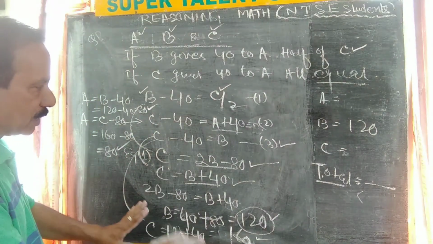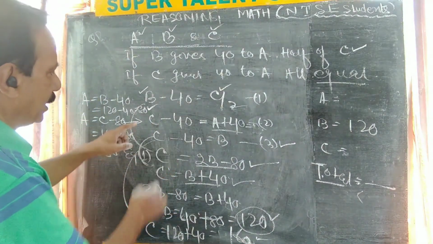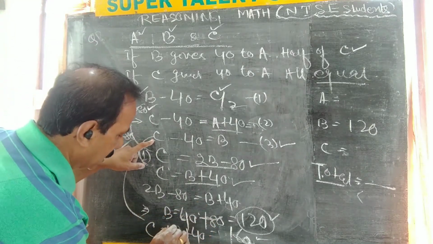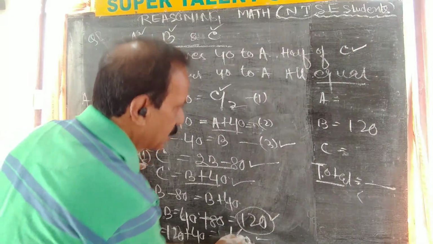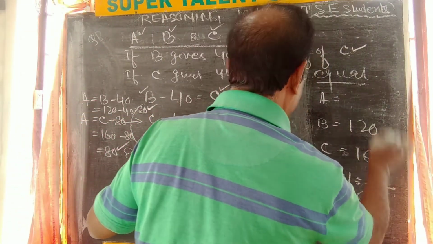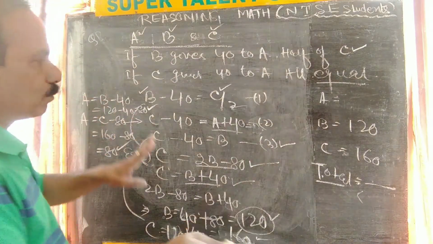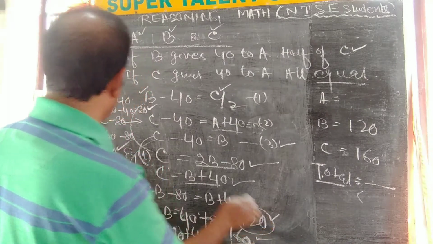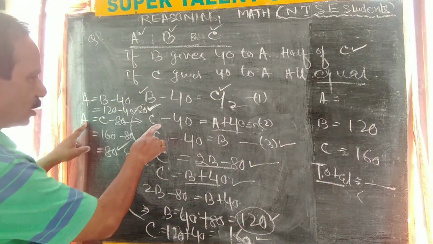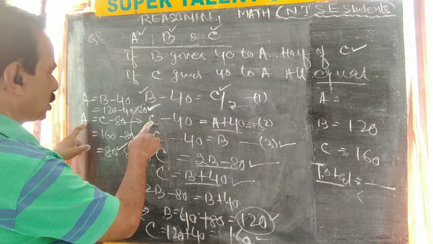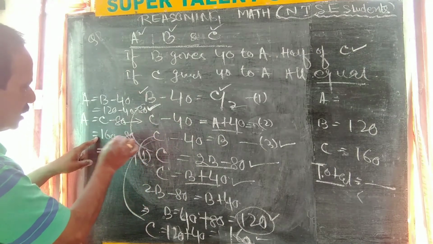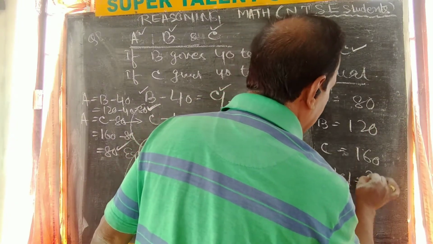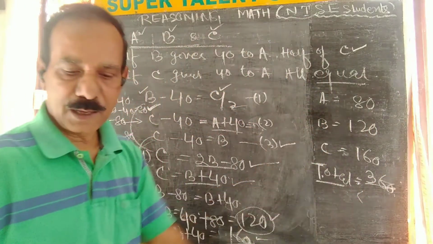Then if you get one, the rest is easy. Then C is B plus 40. If B is 120, then C is 120 plus 40, that is 160. Then A: from both sides, A will be B minus 40, that is 120 minus 40, 80. Or here you can see A will be C minus 80. What is the C value? 160 minus 80, also 80. Look, and the total will be 360. Look, it is done comfortably.